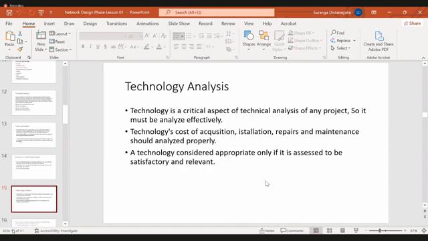Technology is a critical aspect of the technical analysis of any project, so it must be analyzed effectively. The technology cost, acquisition, installation, repairs, and maintenance should be analyzed properly. The technology is considered appropriate only if it is assessed to be satisfactory at the relevant level. Just take an overview idea of what technology analysis is: whether the technology you are using in this project will be viable or not. That's the point.